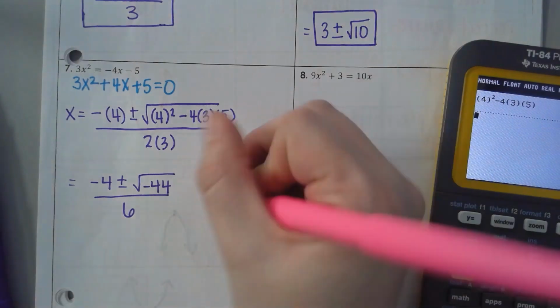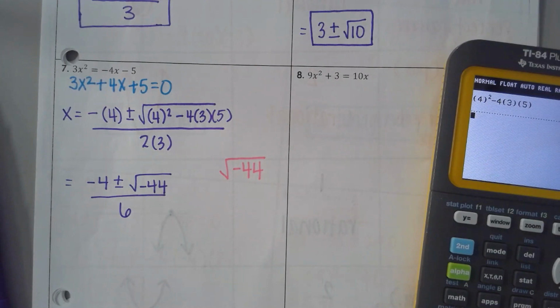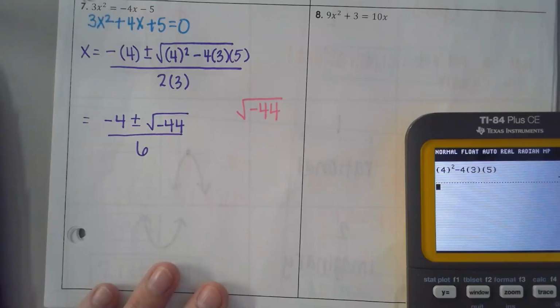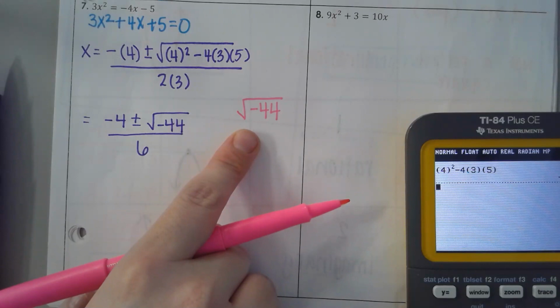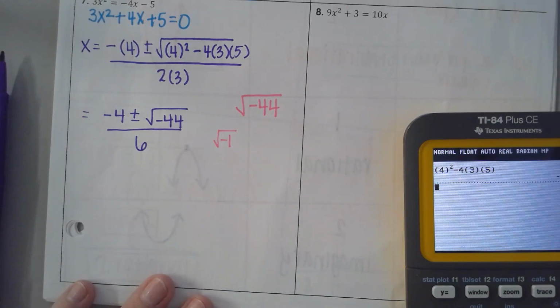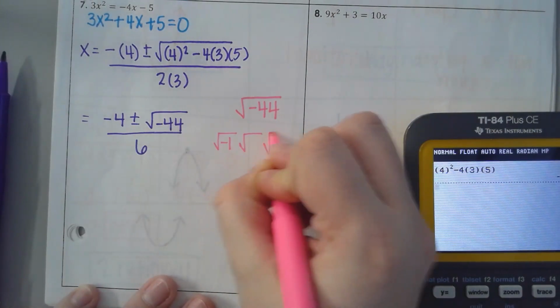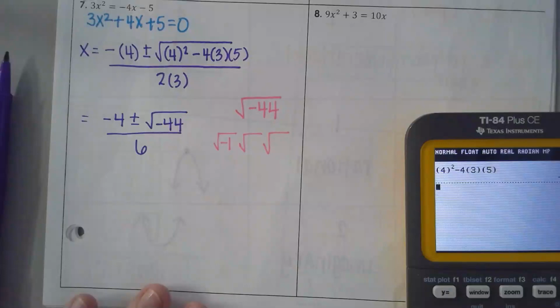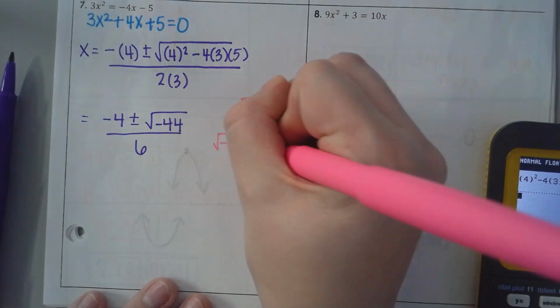So this time I'm simplifying a negative square root, which means my answer is going to have a what in it? An i. So when I have a negative under the square root, I'm going to have the square root of negative 1. When you have a negative, it always comes down. And so then I'm looking at 44. What's the largest perfect square that goes into 44? It is 4 and then 11.